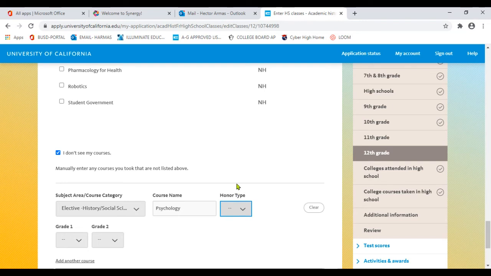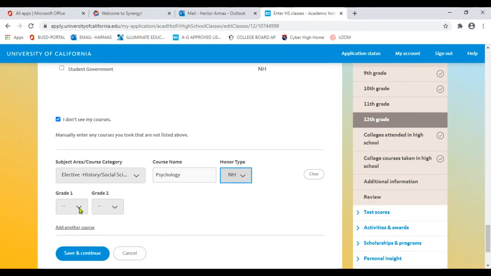It's not honors, so NH means not honors. And then this is going to be in progress for first semester, and second semester I'm not going to take it. And I'm going to add another course because after psychology, since it's only a semester class, it's going to be changed to Introduction to American Culture.